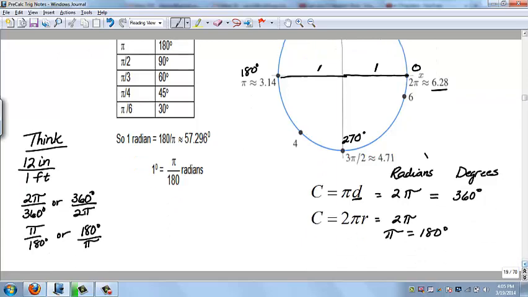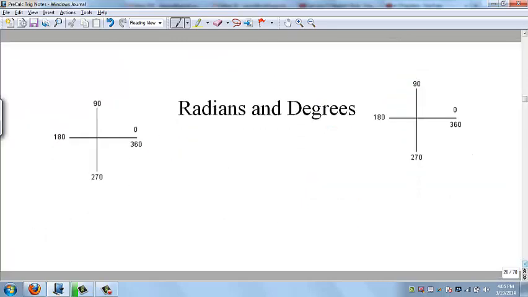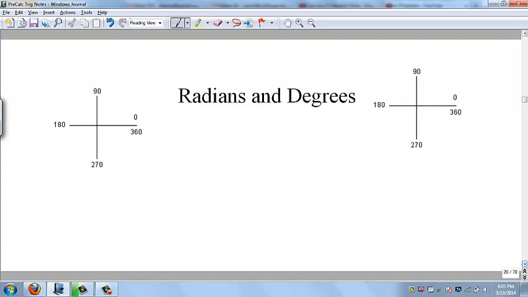So if I'm converting between degrees and radians, pi is the same as 180 degrees, and 2 pi is the same as 360. If I'm talking radians, pi is 3.14, which is rounded, and 2 pi is 6.28 radians, which is a little over 6 pieces of the pie. Now let's look at radians and degrees here, and we're going to practice this. I can go 0, 90, 180, 270, or I can do it in radians. So I'm going to have you practice the difference between the two.